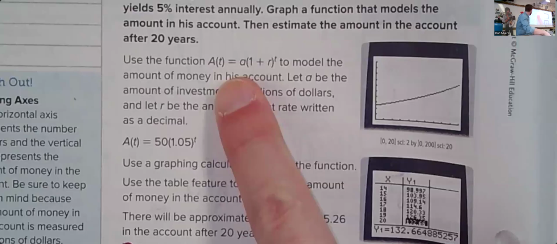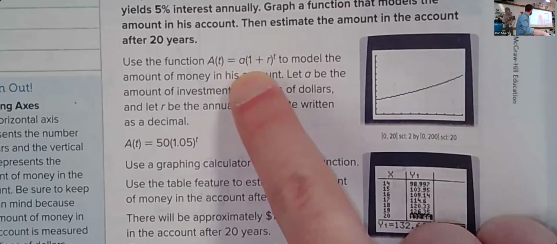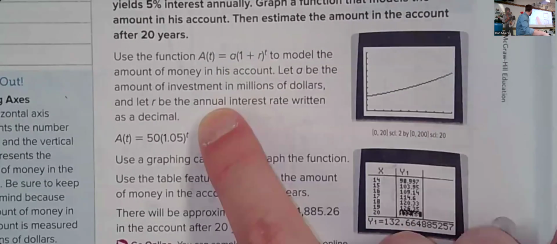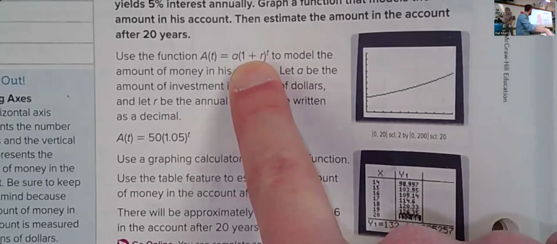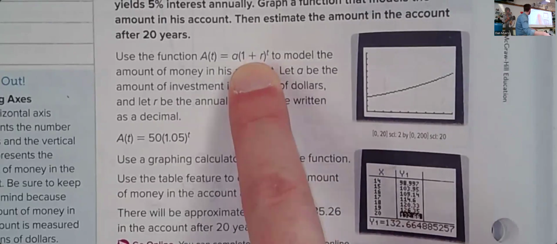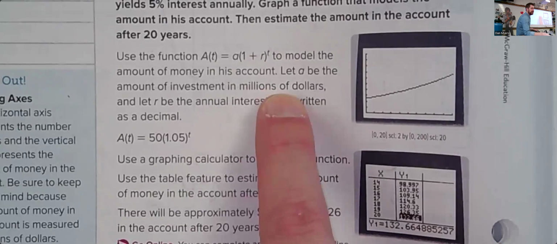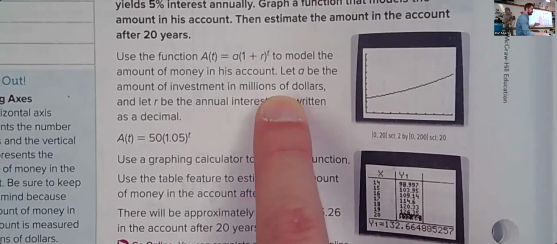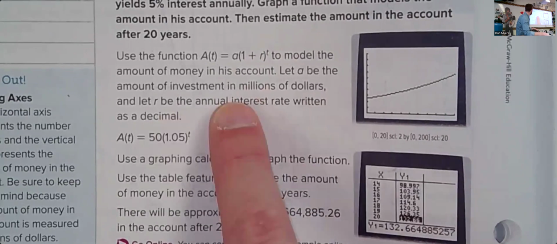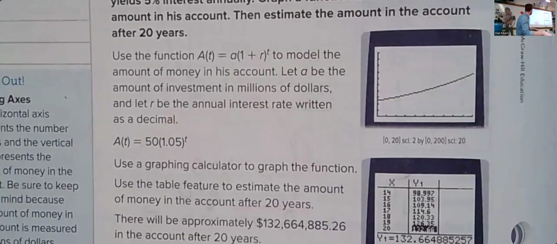Use the function A of t is equal to a times 1 plus r to the power of t to model the amount of money in his account. So we're just using this form of the function, exponential growth. Let a be the amount of investment in millions of dollars. We don't want to type in 50 million. We'll just type in 50 and we'll say that that's equal to 50 million. Let r be the annual interest rate when written as a decimal. Hey, it tells you right there, write it as a decimal.